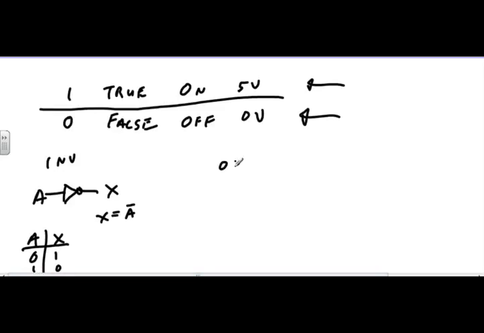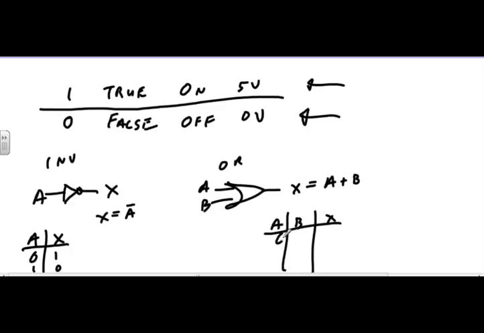We have ORs. They look like that. We have A, B, and we have an X. And we say A or B in our algebraic expression. We have a truth table, A, B, X: 0, 0, 0; 0, 1, 1; 1, 0, 1; 1, 1, 1. Exhausting all the possibilities.